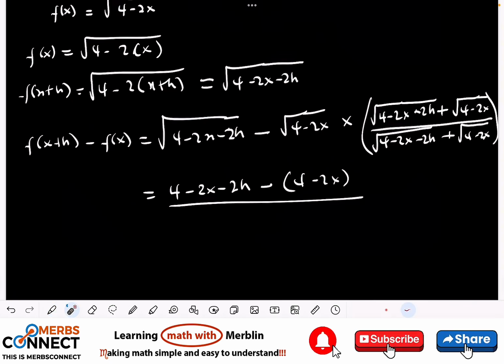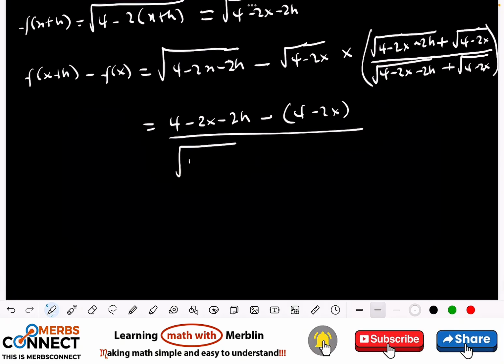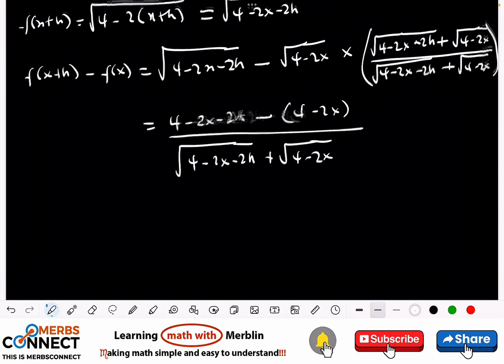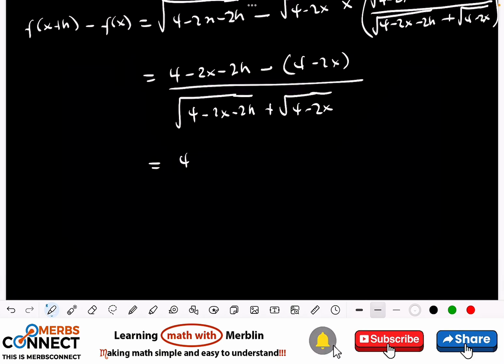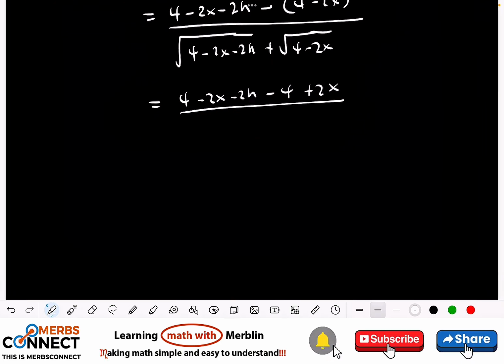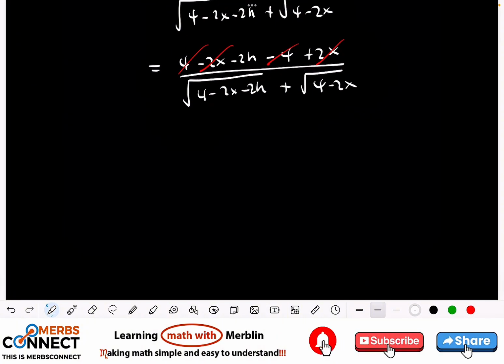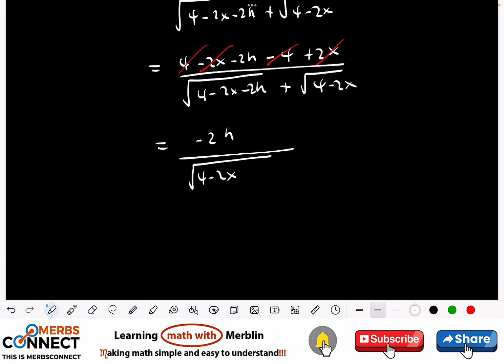All divided by 1, so 1 times the whole of this is going to give us root of 4 minus 2x minus 2h plus root of 4 minus 2x. So let's simplify. I'm going to have 4 minus 2x minus 2h minus 4 plus 2x divided by root of 4 minus 2x minus 2h plus root of 4 minus 2x. Now, this will cancel this, and this one too will cancel that. So, fortunately for us, we are going to have minus 2h divided by root of 4 minus 2x minus 2h plus root of 4 minus 2x.